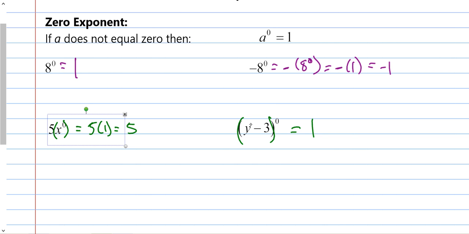This 0 does not distribute to these two, but the entire set inside the parentheses does turn into a 1 because the 0 is all the way outside the parentheses.